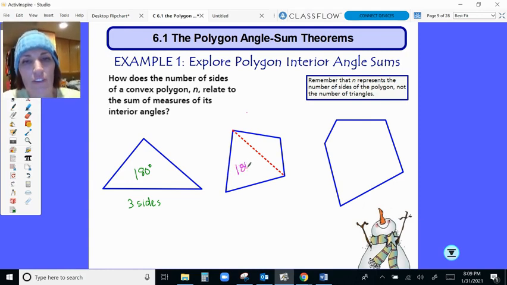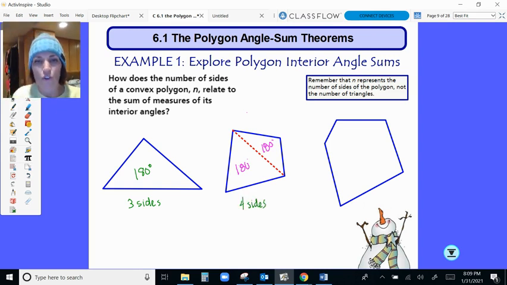I don't know why it's not writing. There we go. And 180 degrees here. We have 2 triangles, right? So we make, this has 4 sides and 2 triangles, okay? I can do the same thing to this pentagon.